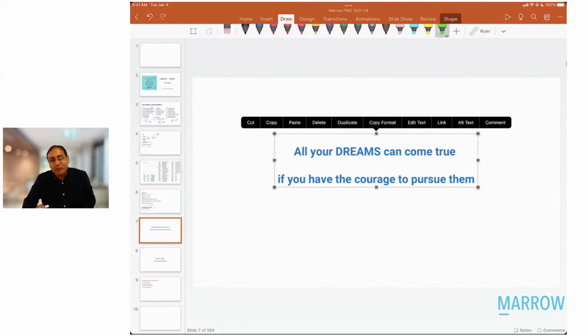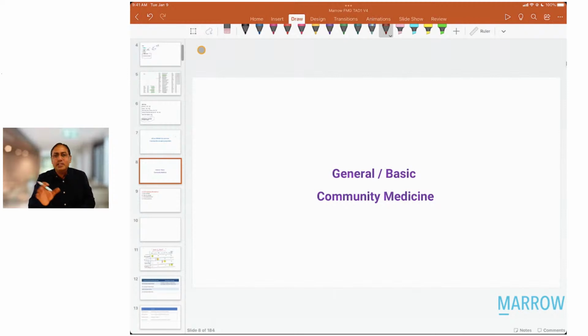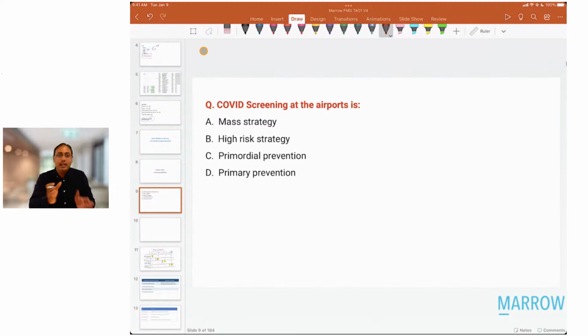You have to make sure that whatever motivation level you have, you have to increase that motivation level, and for these 2 months you have to stay very focused. So anyways, let's go ahead and, for general basic community medicine, I have prepared some high yield points and special topics which may be asked frequently in your exam, and let's go ahead and try to solve those special topics. First MCQ is beta, COVID screening at the airport is what level?